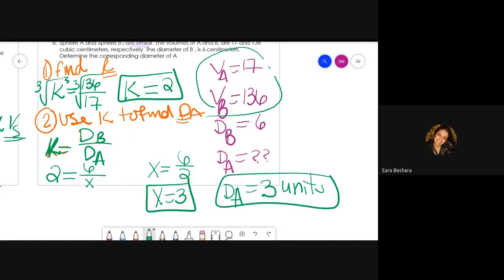This was the last problem of this. The lesson is fairly difficult, so please watch the entire video. You might want to try a few problems on your own and go back to the video and see if you got the answer right, or you can correct your own mistakes. If there's any questions on similar figures, please let me know.